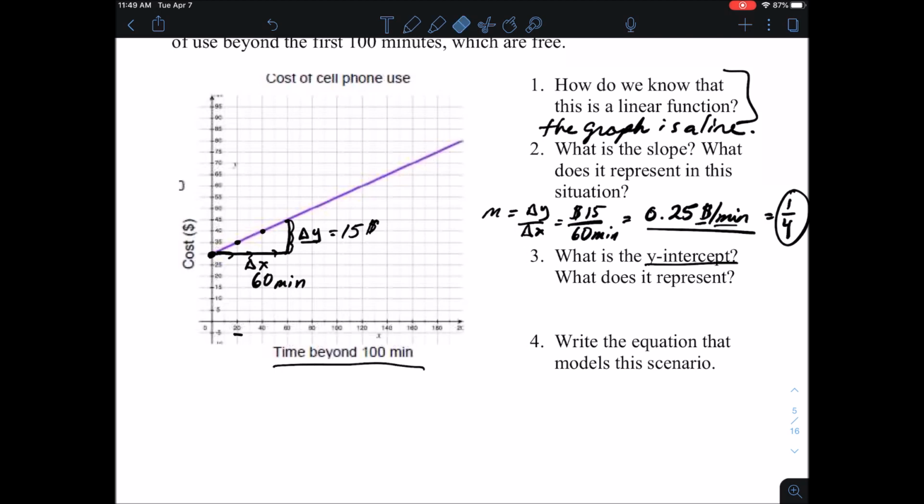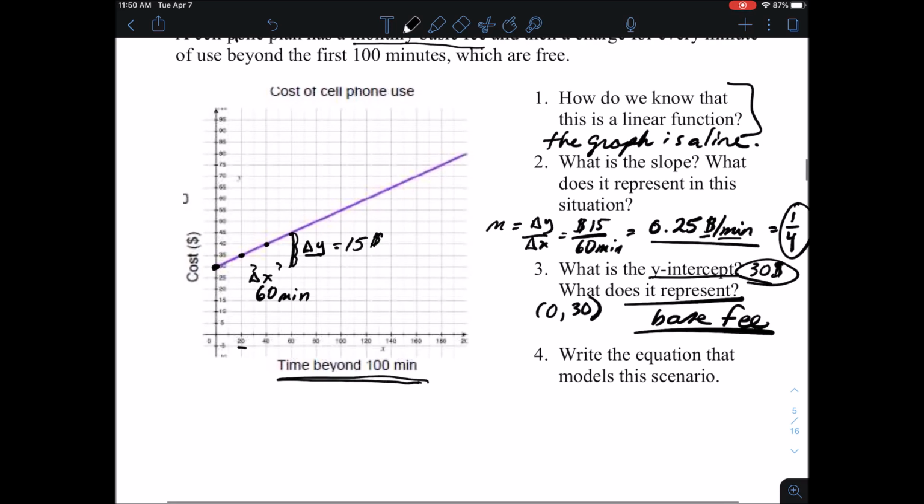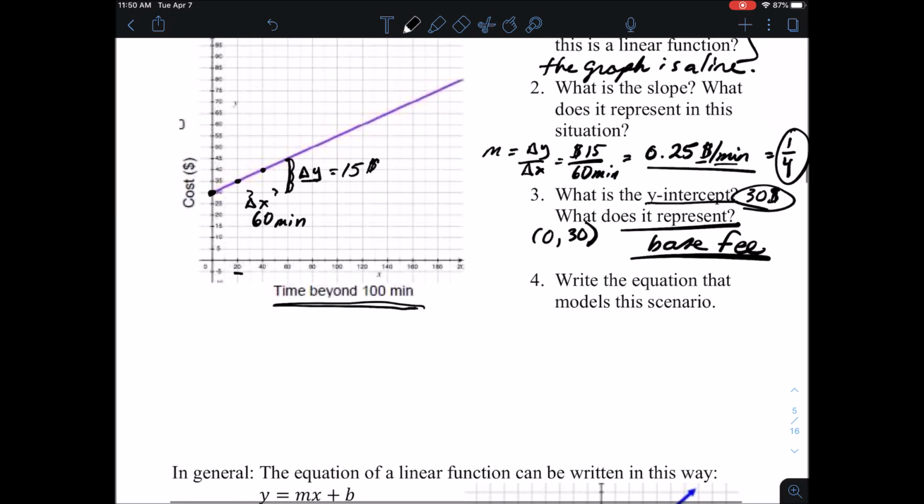What is the y-intercept? Well, the y-intercept was back here, and I've kind of written over it, but there you go. And this is kind of a blurry graph, sorry about that, guys, but this is at 30. So the y-intercept is at the coordinate (0, 30). And it's $30. And what does it represent? It is the base fee that I have to pay every month. It said I have a monthly basic fee. That's where my payment starts. And if I don't use any time beyond the 100 minutes, I still have to pay that $30. So that's what that represents.